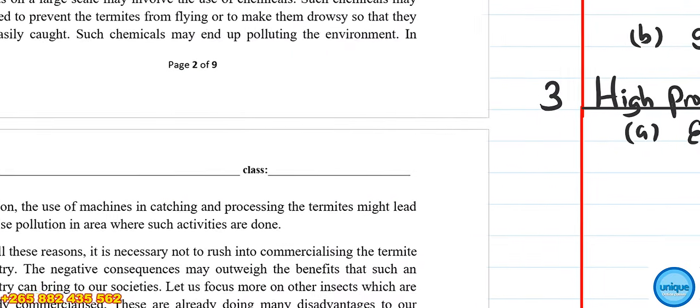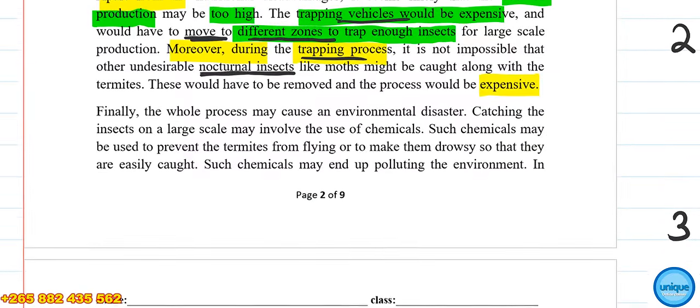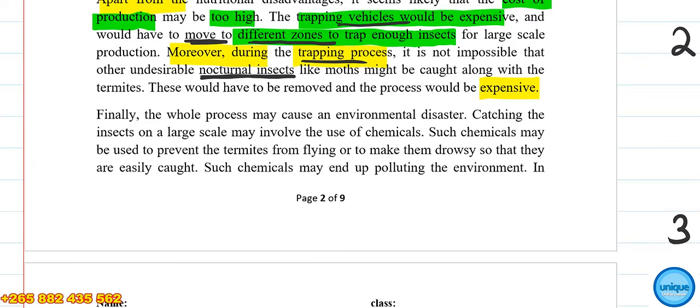Let's now move on to another paragraph, and it should be the final paragraph, like they said here. Finally, that's the final paragraph representing the final main point. The whole process may cause an environmental disaster. So catching the insects on a large scale may involve the use of chemicals. Such chemicals may prevent the termites from flying or to make them drowsy so that they can easily be caught.